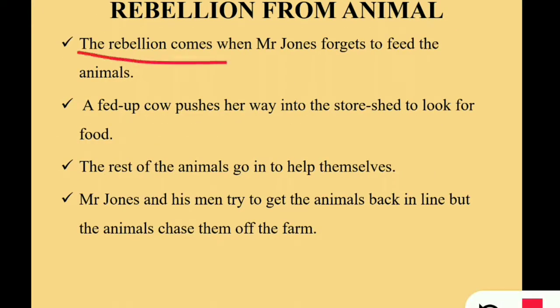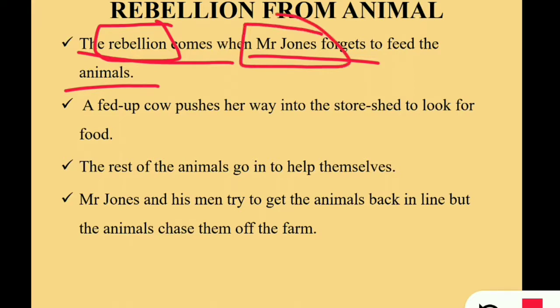The rebellion comes when Mr. Jones forgets to feed the animals. Here, the rebellion in Russia is represented by Animal Farm. Okay, Mr. Jones forgets to feed the animals, and then the revolution is started. The same thing we see in Russia also, when the leader Tsar Nicholas II was not able to provide food to the countrymen, the revolution started.